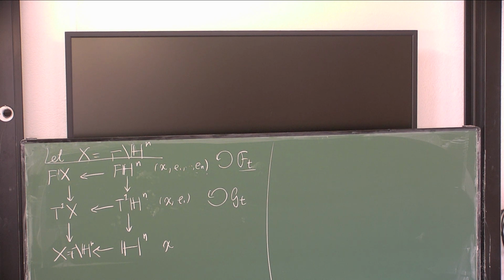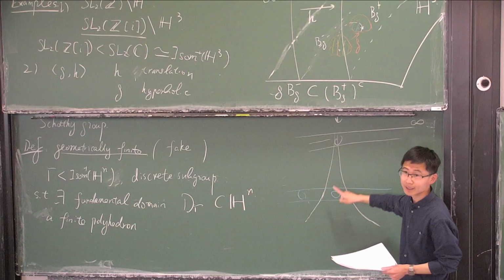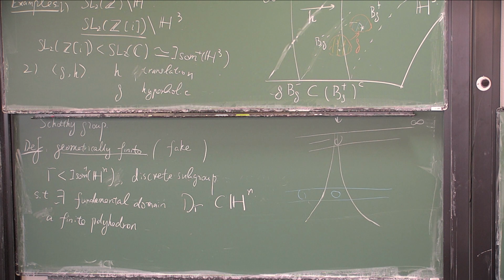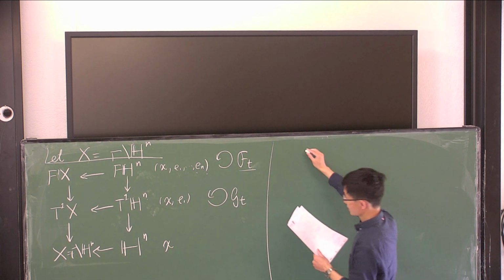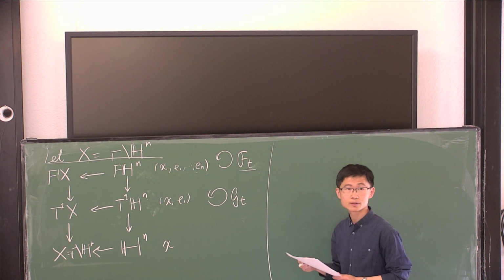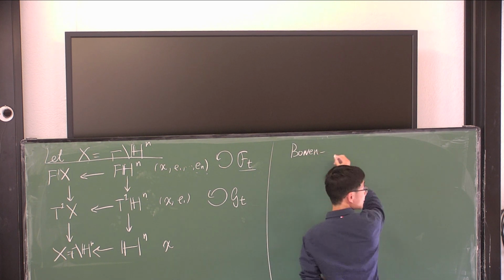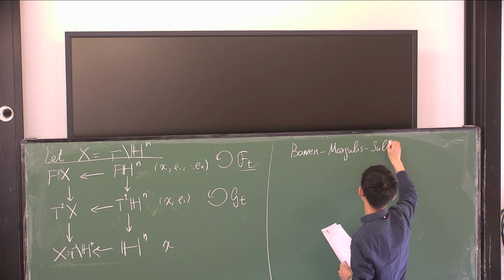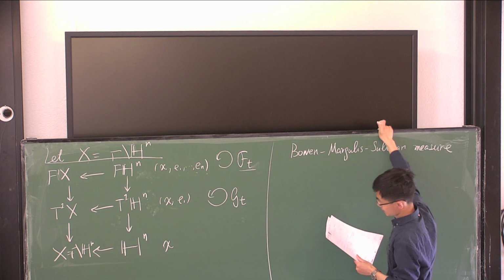In order to study the mixing property, we need a good probability measure, because as you see, this manifold is far from compact. It has infinite volume, so you cannot take the Haar measure. In this case, we take a natural generalization called the Bowen-Margulis-Sullivan measure. Let me give the definition.